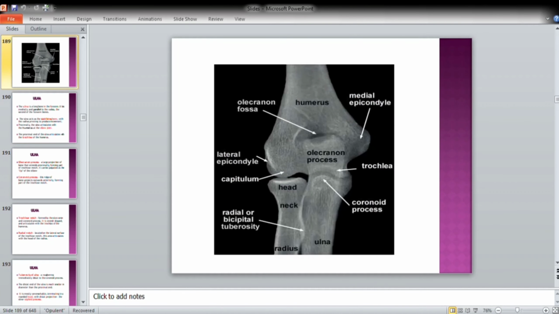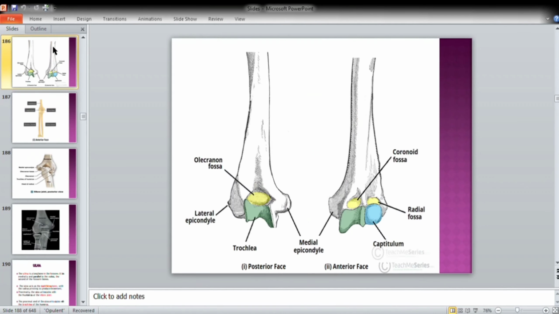And here we have already discussed that here lies the coronoid process, this is the trochlea, and this is the capitulum. Okay, let's see here, this was the radial fossa, this is the coronoid fossa, and this was the olecranon fossa.